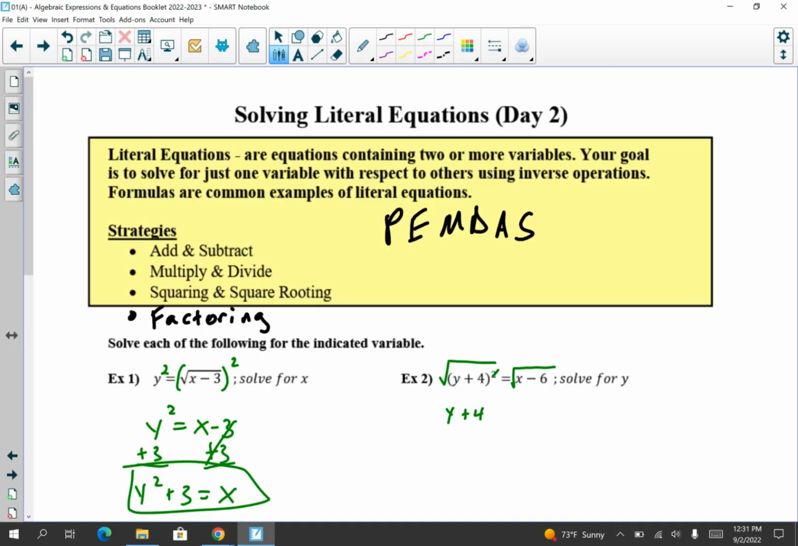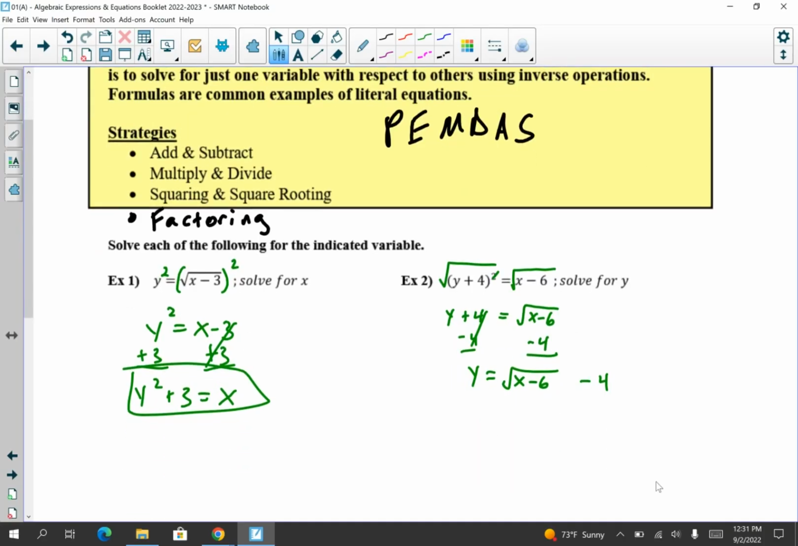Now that that's not being squared anymore, we don't need those parentheses either. Then on the right side, we have square root of x minus 6. Now all that's left is subtract 4. Okay, so we're going to have y equals. On the right side, it might be tempting to combine those like terms of negative 6 minus 4 and say, oh, it's negative 10. But you can't, because that negative 6 is really the square root of subtracting 6. So they're not like terms because one has a square root and one doesn't. So they can't be combined.